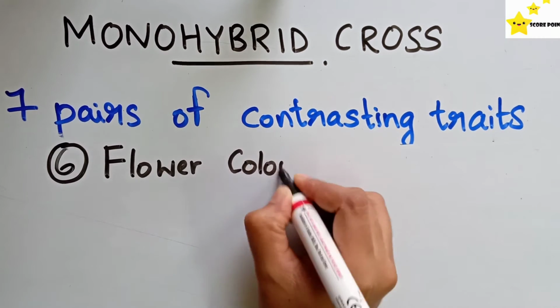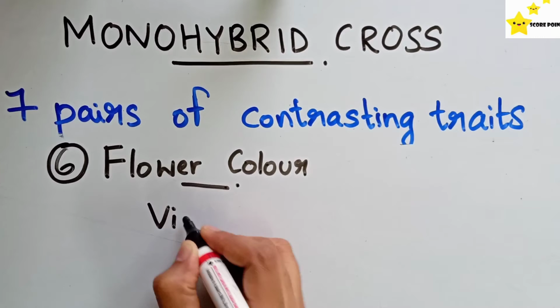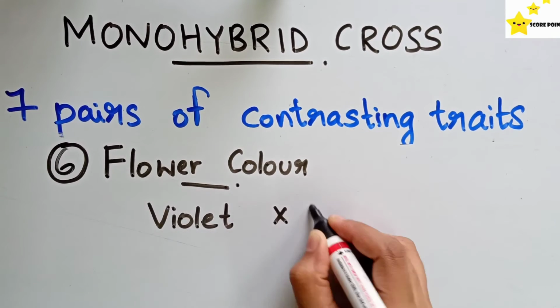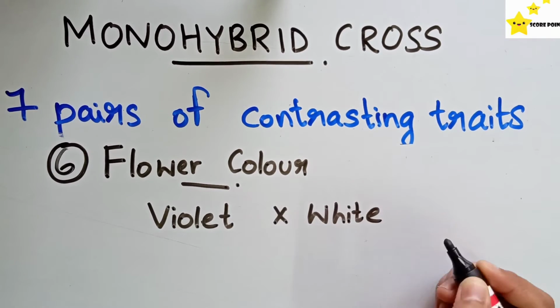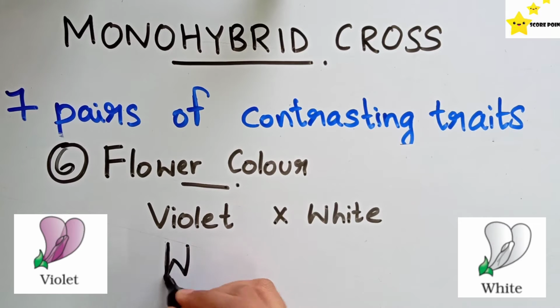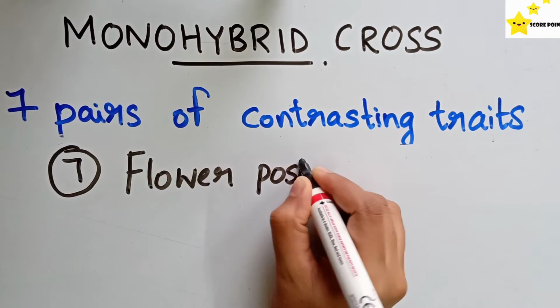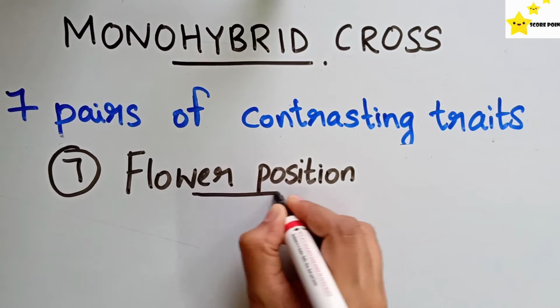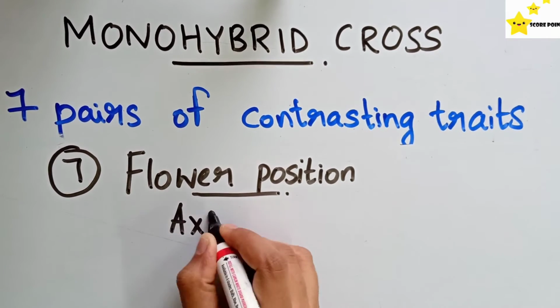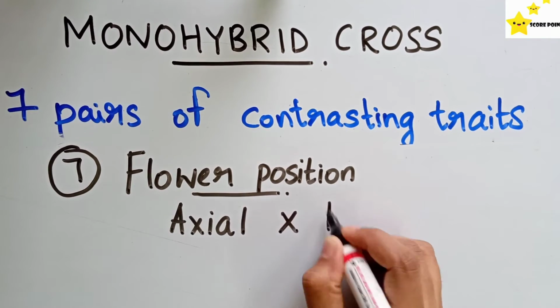Next character is the flower color. Color of the flower is observed. Violet is the dominant trait, and hence it is represented by capital W. And white is the recessive trait. It is represented by small letter w. Last character is the flower position. Flower can be either axial or terminal.